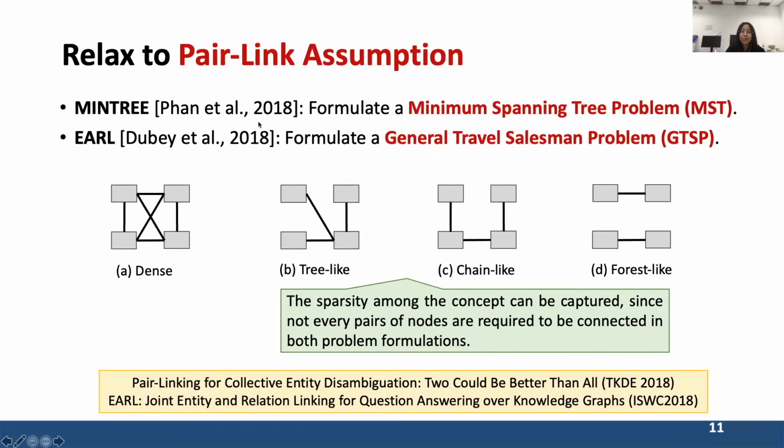Currently, there are 2 works that relax the all-link assumption to the pair-link assumption. Instead of looking for a connected subgraph, the first work, MinTree, formulates the disambiguation task as a minimum spanning tree problem on the knowledge coherence graph. And the second work, EARL, formulates the disambiguation task as a generalized traveling salesman problem. The solutions of both problems relax the all-link assumption, since not every pair of the nodes is required to be connected in both problem formulations.